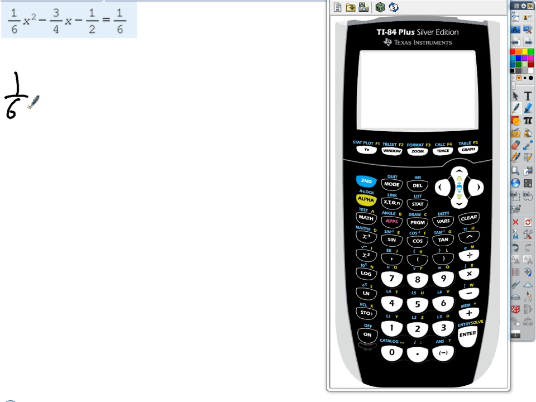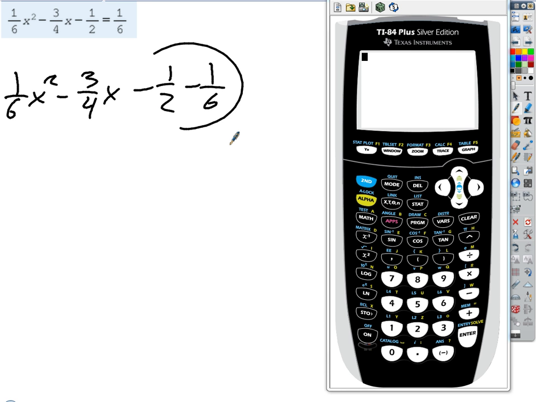So I'm going to get 1/6 x squared, pushing everything to the left, minus 3/4 x minus 1/2. Now subtract the 1/6 to that side. So I just need to know what number that is. I'll put that into my graphing calculator and ask it, or my non-graphing calculator. Do you guys know how to use these to convert numbers into fractions?